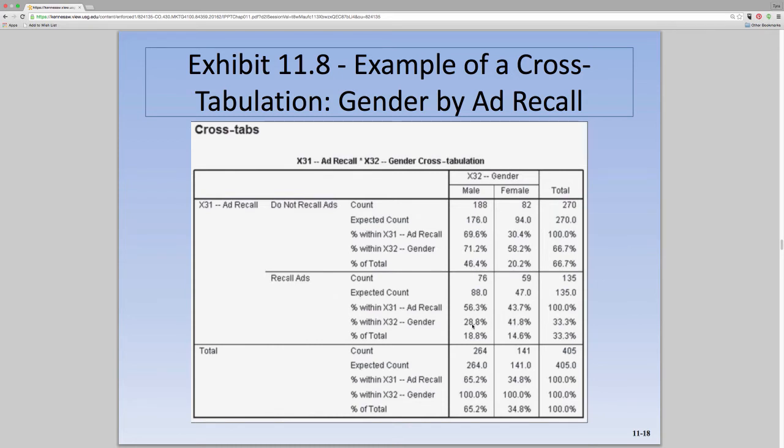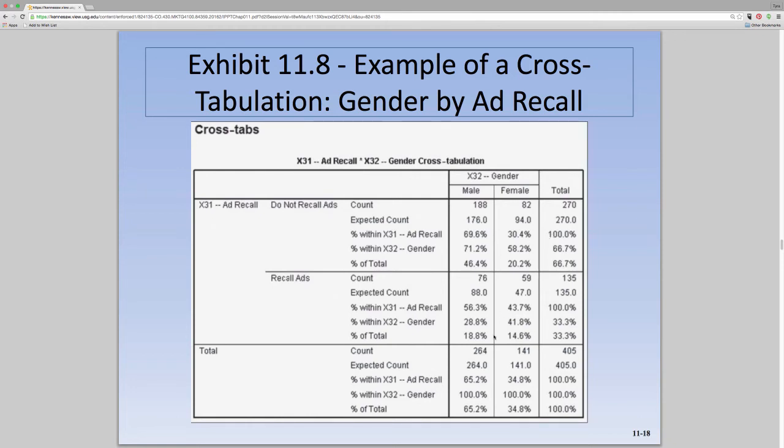28.8% of men recalled the ad. 71.2% did not. Add those up, you get 100 as well. Now, out of those that recalled the ad, 56.3% were men, 43.7% were women. Out of those that did not recall the ad, 69.6% were men, and 30.4% were women. So you should see that when you add these across, you'll get 100%.